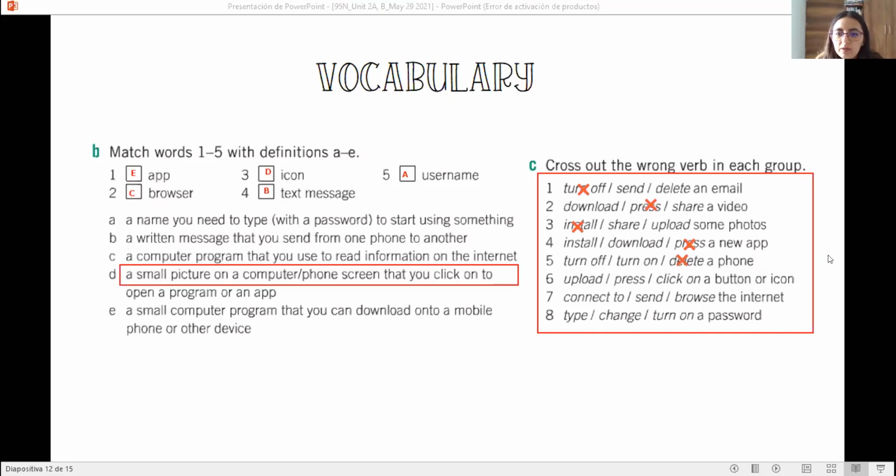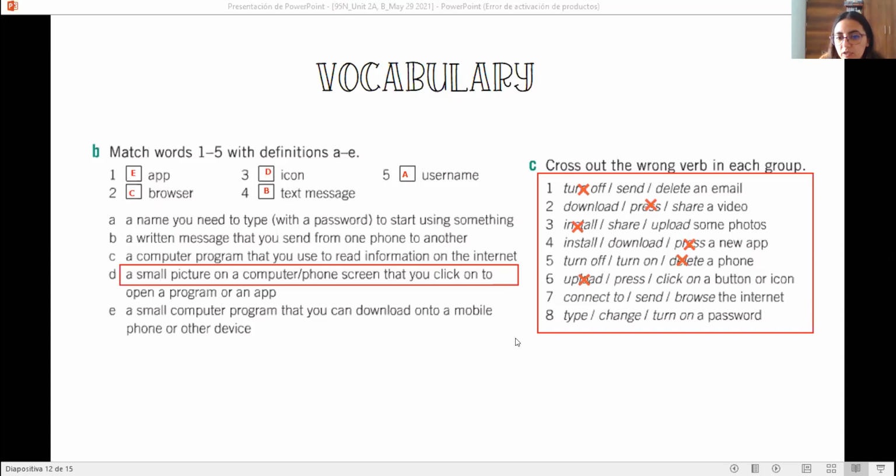Number 6, upload, press, click on. Upload. Exacto, subir, ¿no es cierto? No podemos, bueno, sí podemos subir un icono si es que estamos configurando algo, pero lo ideal sería press or click on. Sí, presionar o hacer clic sobre un botón o sobre un icono.